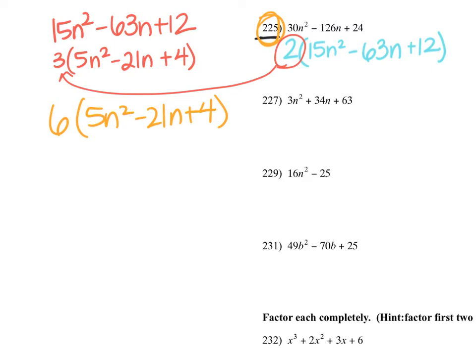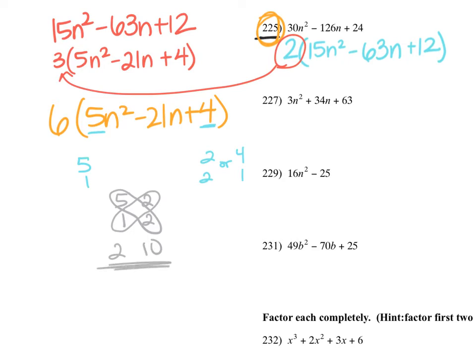So 2 numbers that multiply to 5 are 5 and 1, and 2 numbers that multiply to 4 are 2 and 2 or 4 and 1. So let's start trying to make those combinations. So I'm going to start off with 5 and 1, and then I'm going to do 2 and 2. So if I cross multiply, I get a 2. If I cross multiply, I get 10. This combo will not give me the negative 21 that I'm looking for, so that's not a good combination.